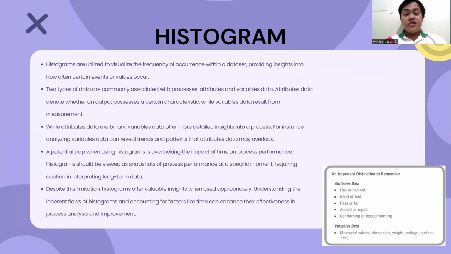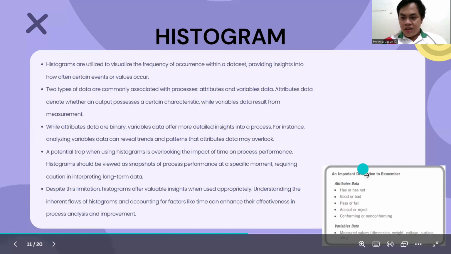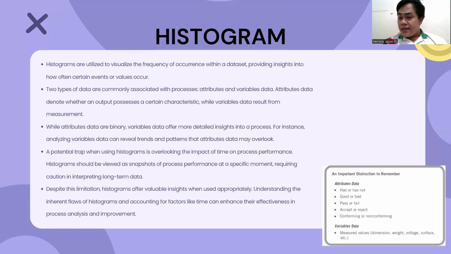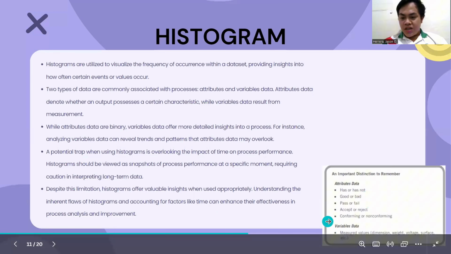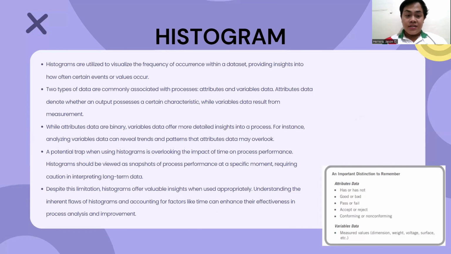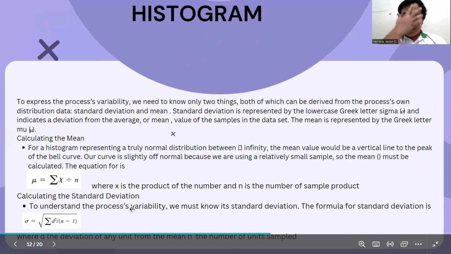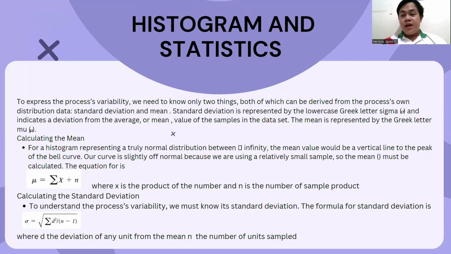Histograms are utilized to visualize the frequency of occurrence within a dataset, providing insight into how often certain events or values occur. Two types of data are commonly associated with a process: attribute data and variable data. Attribute data is has or has not, good or bad, pass or fail, accept or reject, conforming or non-conforming. And variable data is measured, like dimension, height, voltage, surface, etc.